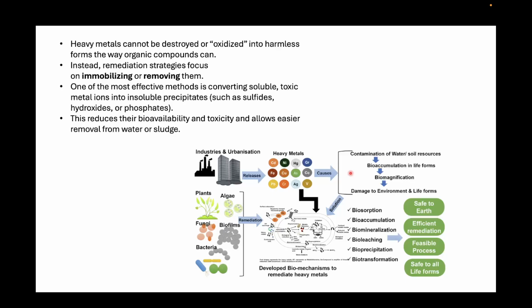So, for remediation of heavy metals, we utilize living organisms such as plant, fungus, biofilms, bacteria, or algae to aid in precipitation and reduction of such heavy metals through various processes like bioabsorption, bioaccumulation, biomineralization, bioleaching, bioprecipitation, and biotransformation to make these heavy metal varieties safe to earth and efficient remediation, and also a very feasible process.